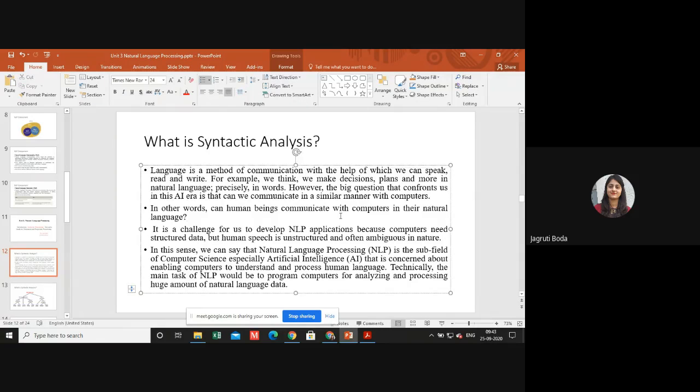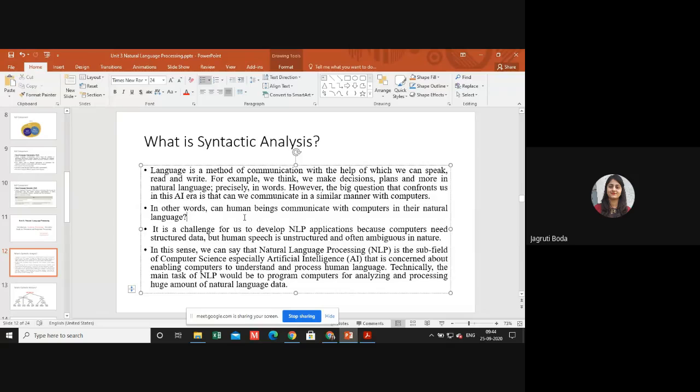So in this sense, we can say natural language processing is a subfield of computer science, especially artificial intelligence, concerned with enabling computers to understand and process human language. Technically, the main task of NLP would be to program computers for analyzing and processing huge amounts of natural language data. So you can see the answer to this question is yes.